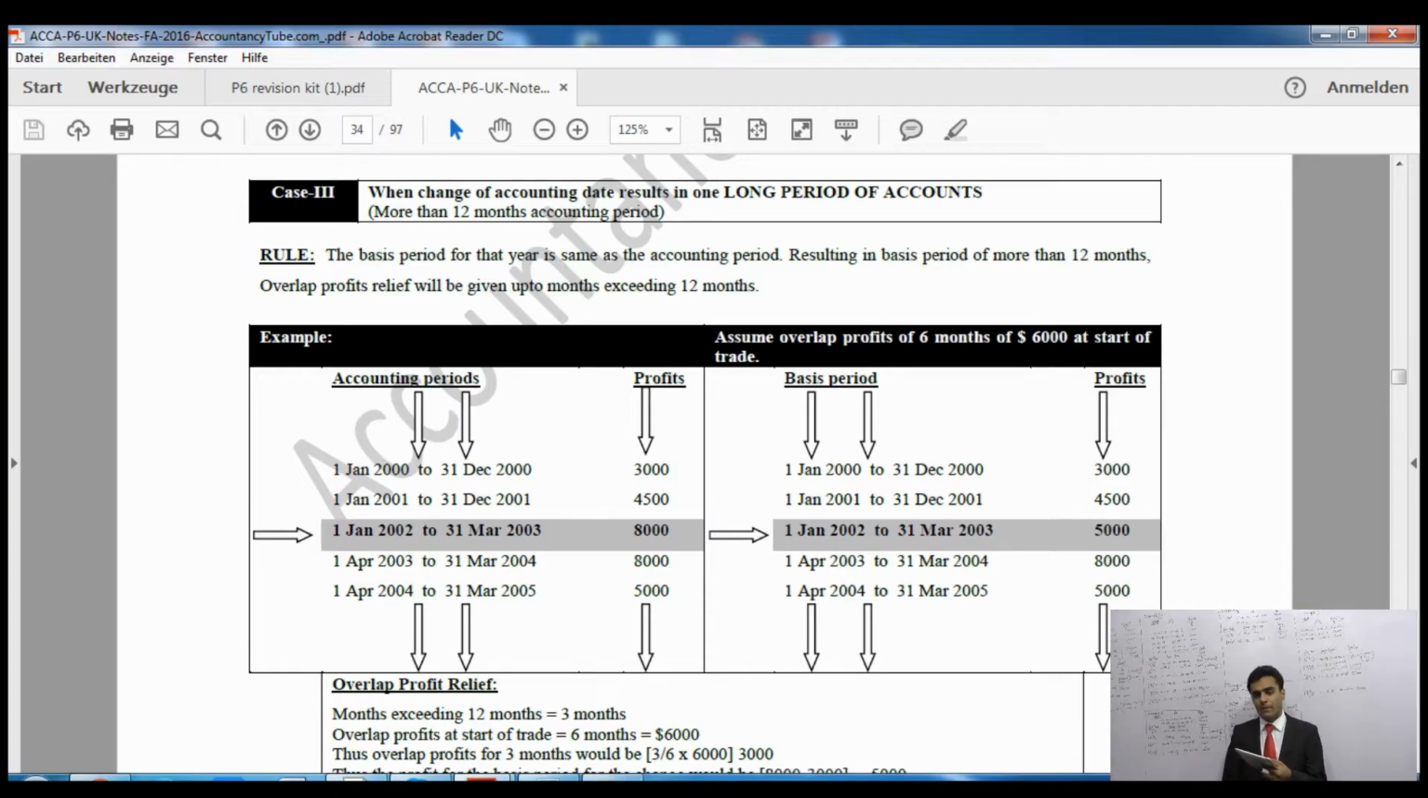Why would we give the overlap relief? Because the months are exceeding 12 months. So that's why we'll give the overlap relief. All right. So how will we give the overlap relief?